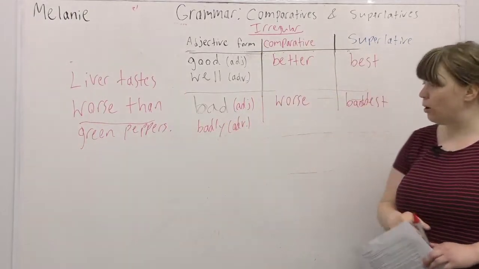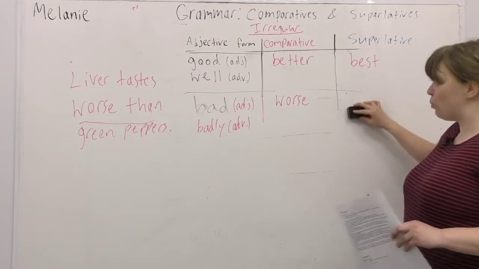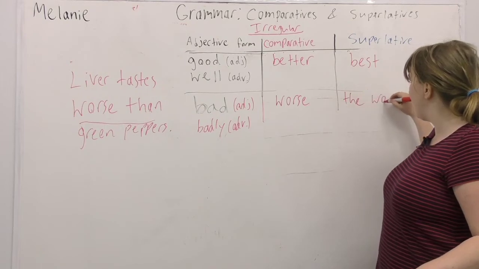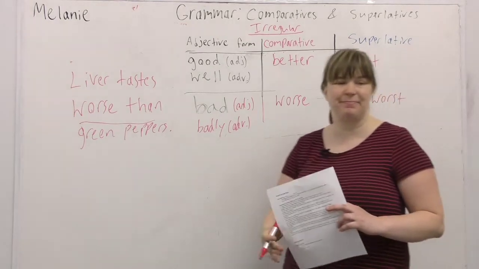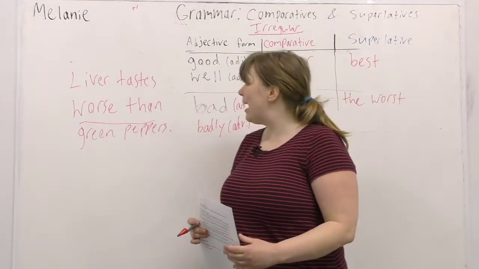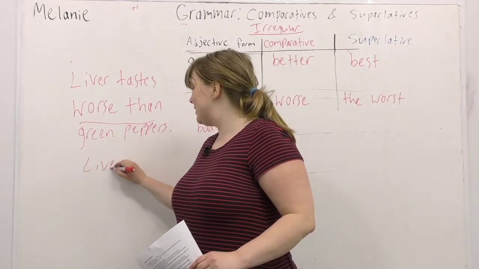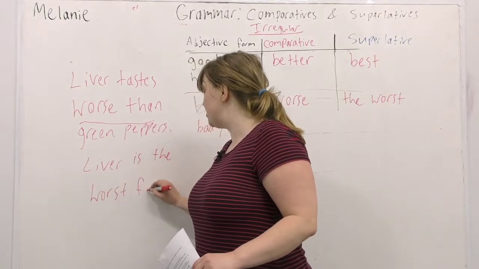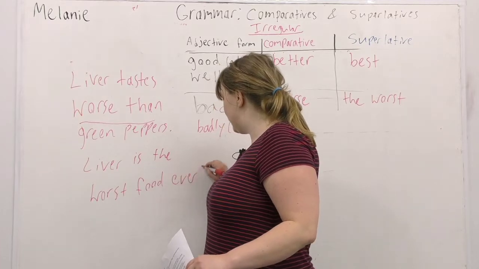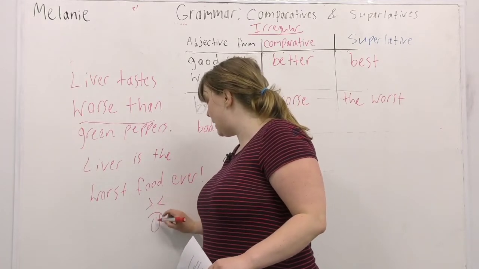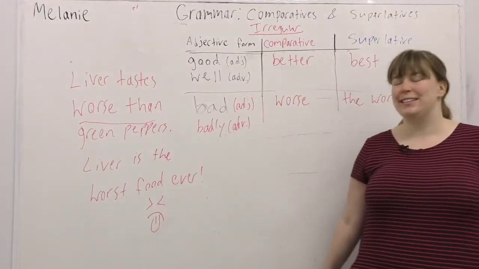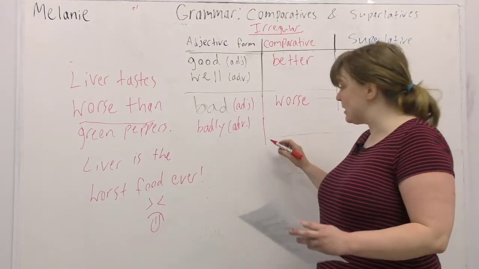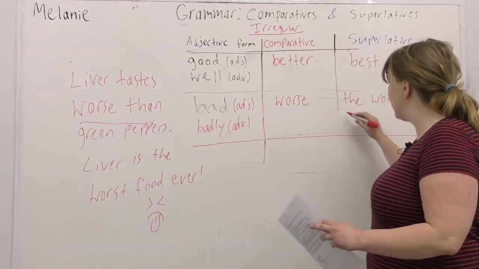All right, so of course we don't say baddest. What we are going to say is the worst. The worst. Okay. So, for me, liver is the worst food ever. Bleh. I don't like it. Not one bit. All right. Hope we're doing okay so far. I'm gonna give you guys maybe 2 more.